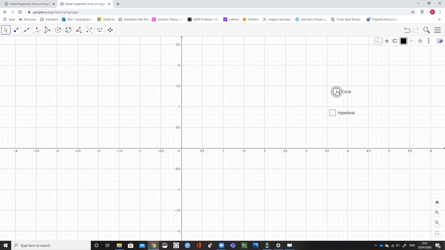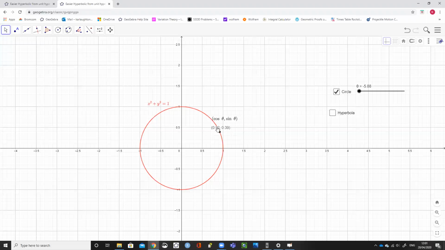So if you have a look on here, I've got myself a unit circle. This circle has a radius of 1. If you remember, what we found is that we can describe any point on the circle just in terms of its angle from the center. And we call that cosine theta, sine theta. So this point here is cosine theta, sine theta, or 0.92, 0.39. As I change theta, the point moves around the circle.